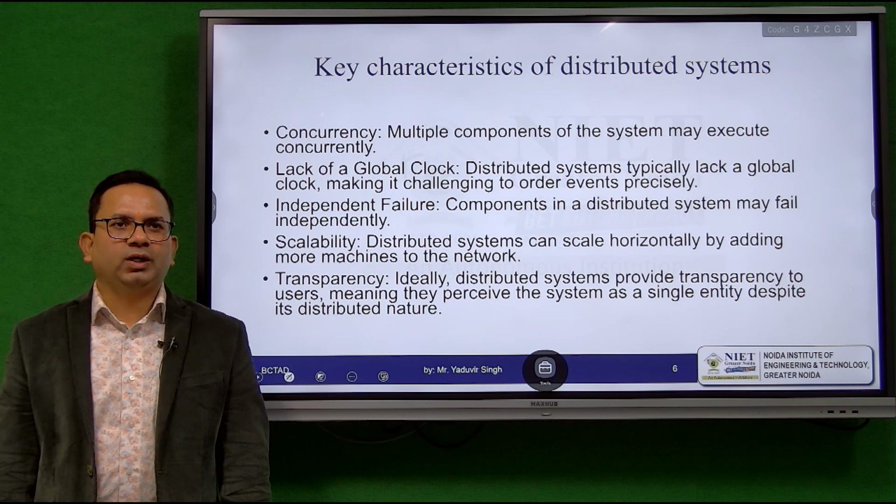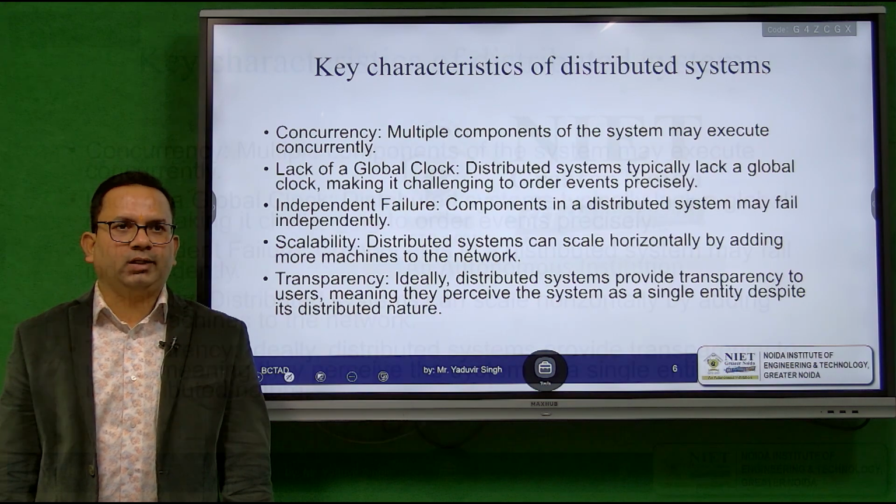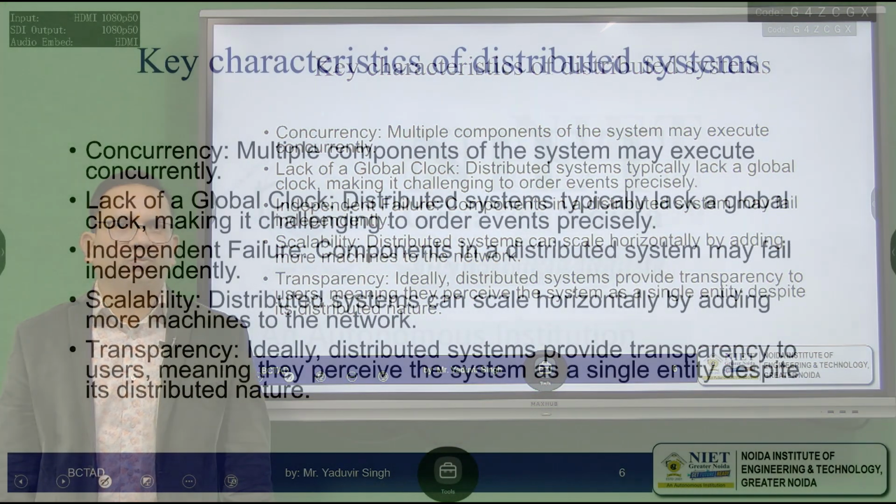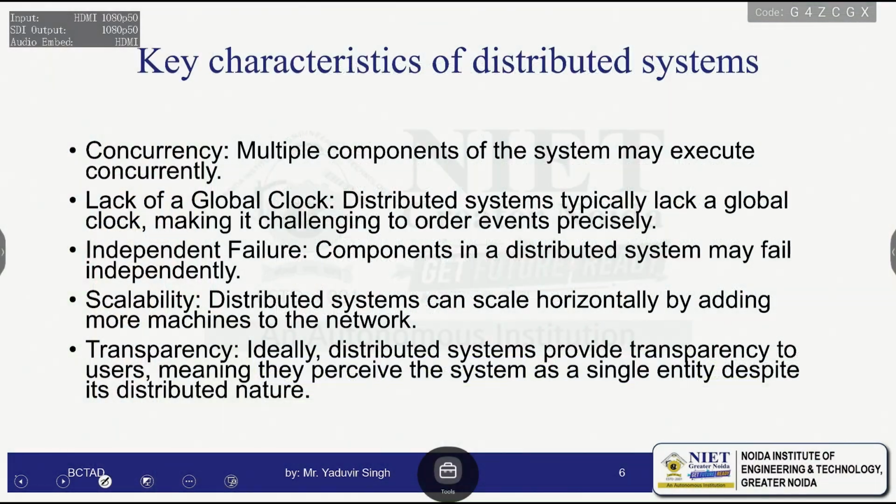And the node failures are independent, and transparency is also there, because if you are dealing with a distributed system environment, for the systems that are connected, you know which system fails. And scalability is also an important aspect in a distributed system environment. So, these are certain key characteristics of a distributed system.